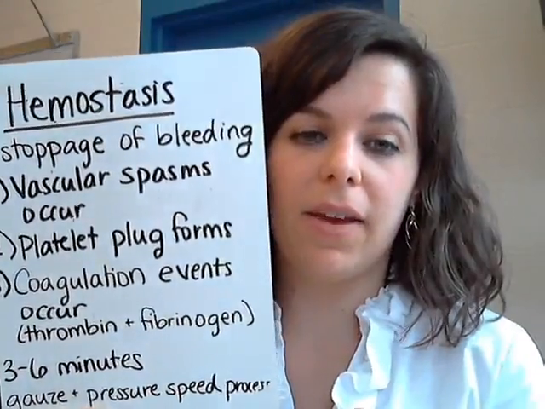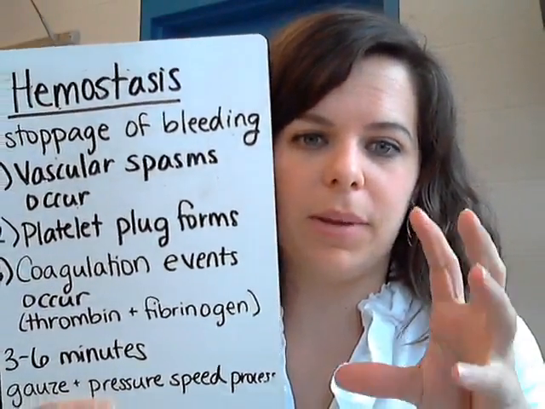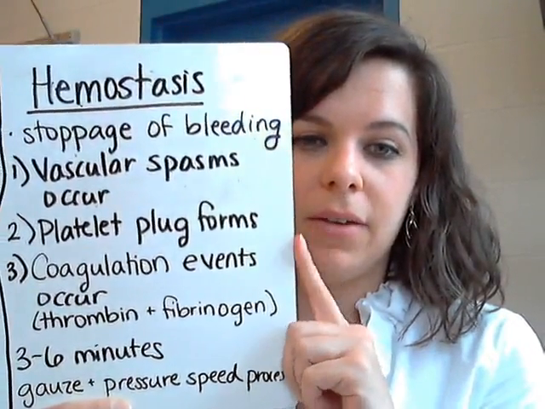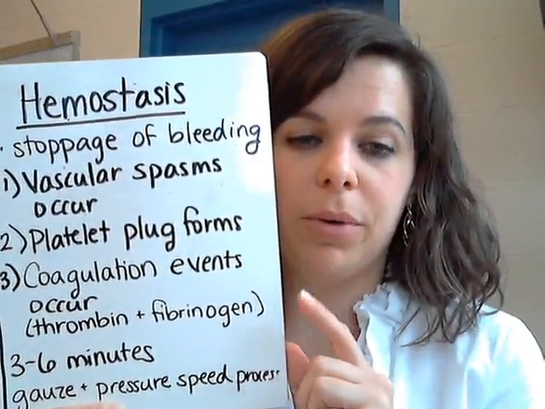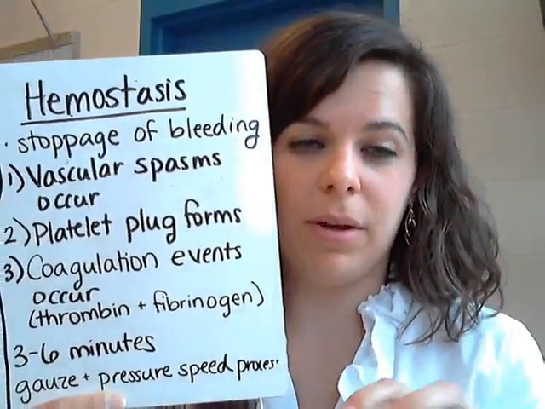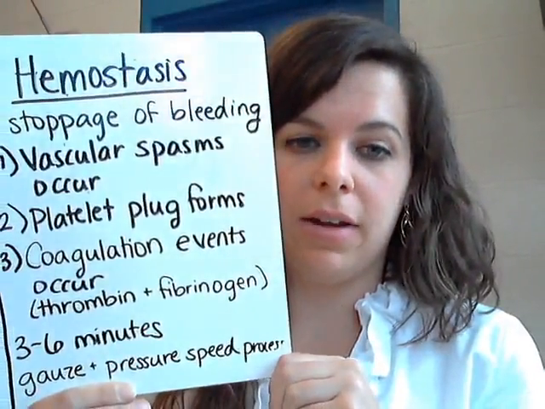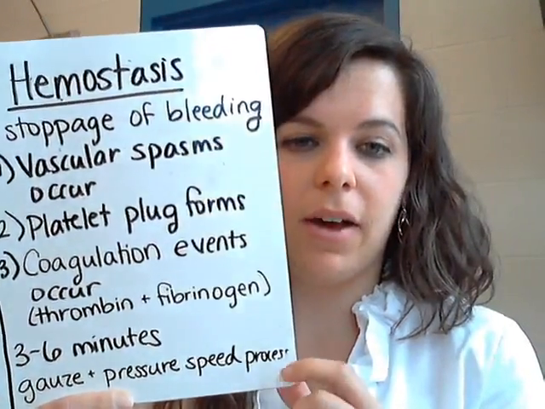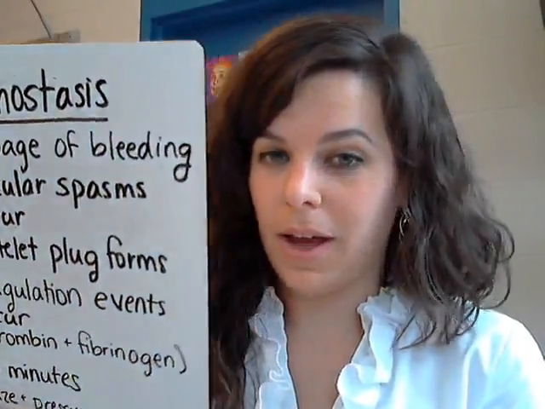Because the sides of the vessel have been exposed, the platelets are basically sticky to platelets. So platelets are going to join up all there. And then at the same time, coagulation events or clotting events are going to occur. And so the proteins thrombin and fibrinogen will create fibrin, which is long and stringy, and basically pulls in those red blood cells to create a clot. This all happens in about 3 to 6 minutes, and it's actually been found that gauze as well as pressure speed up the process, which is why you're told to put those onto a cut.